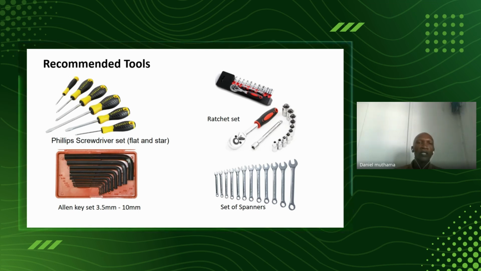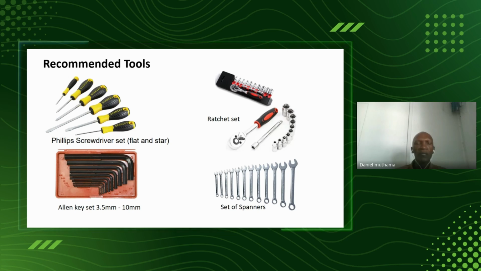An engineer should have a complete set of screwdrivers, both flat and star. You should have an Allen key set. What I would want to mention about the Allen key set: when you see any Allen key labeled in metric, in millimeters, that tool is metric. But at any one point you'll find an Allen key labeled in fractions. Let's say this is 3/4, let's say this is 5/8. It means this Allen key is imperial.